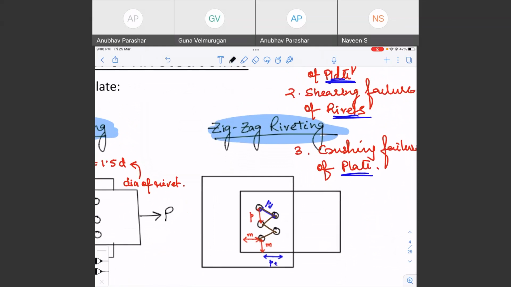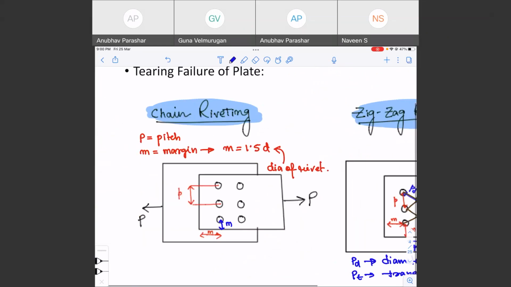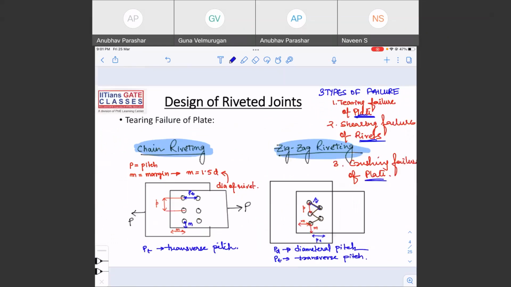Now, for zigzag riveting, you have PD. What is PD here? PD is diametral pitch, because this will be there only for zigzag riveting, right? And what is PT? PT is transverse pitch. PT will be there here also. PT is transverse pitch.